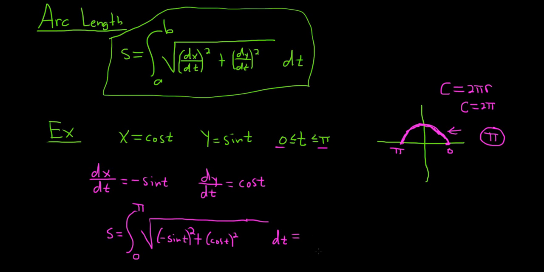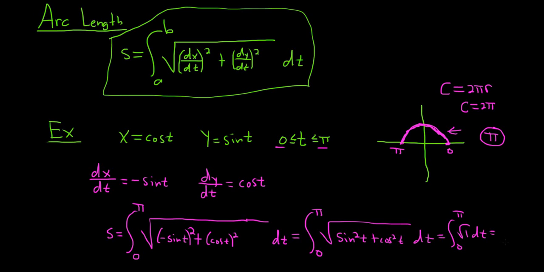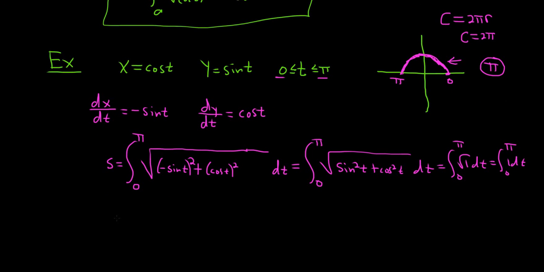Okay, this is equal to the definite integral from 0 to pi. So we end up with sine squared plus cosine squared dt. And so basically sine squared plus cosine squared is 1, so it's really nice. So it works out beautifully. Square root of 1, so we just get 1. So going from 0 to pi, and we're integrating 1. It's wonderful. When you integrate 1, you just get t. And we're going from 0 to pi.